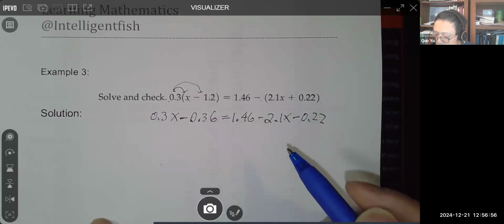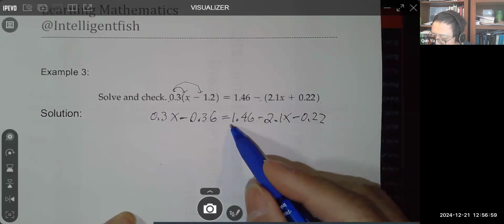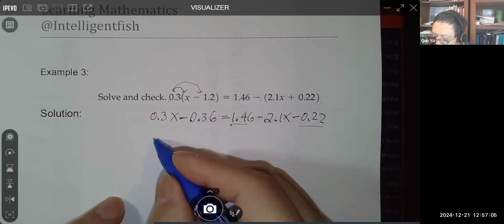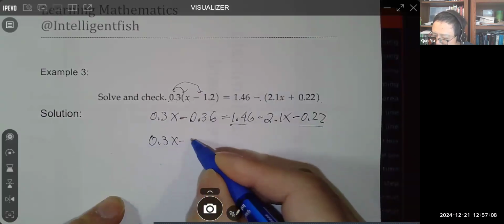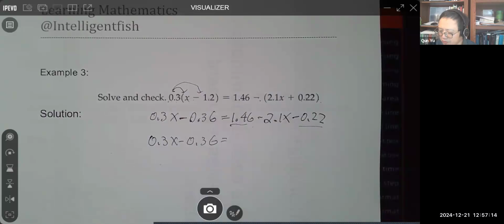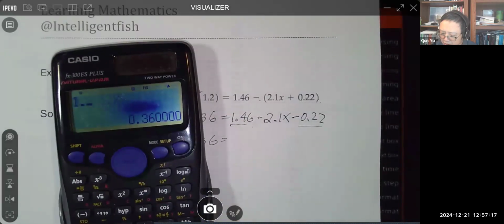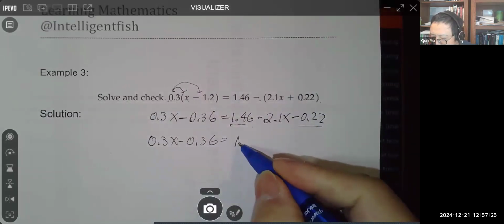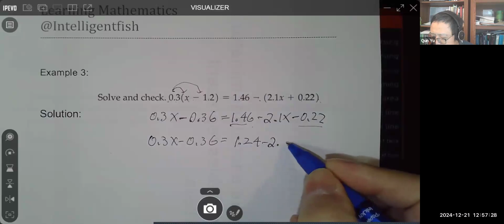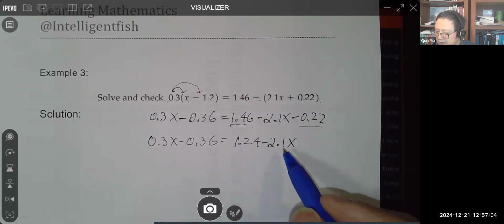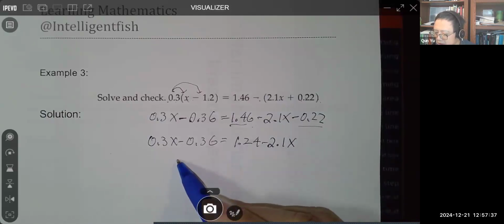So now what do we do? We combine like terms. So these two are like terms because they both are numbers. So we can combine them together. So let's do that. I just copy this 2 on the left-hand side. 1.46 minus 0.22. You get 1.24. So 1.24 minus 2.1x.